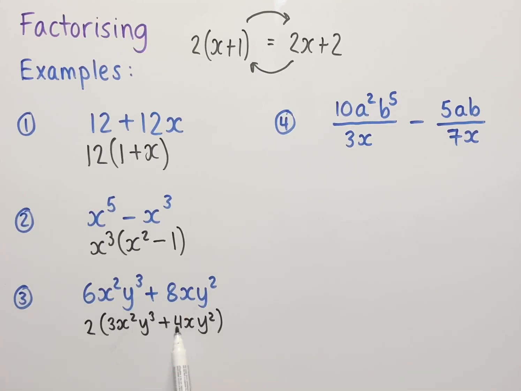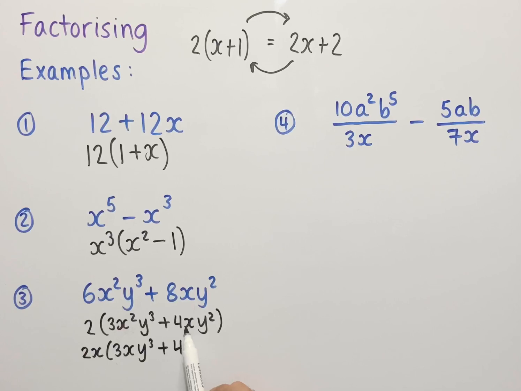So both of these terms have an x in common, and so we can factorize that out. We end up with 2x, and now we need to think about what do we multiply x with to get 3x squared y to the power of 3. And so that would be 3xy to the power of 3, since if we multiply x with this, we would end up with 3x squared y to the power of 3. And then we have plus 4.